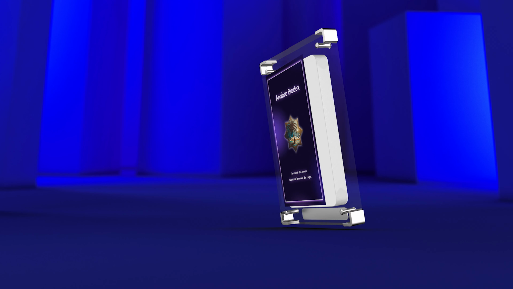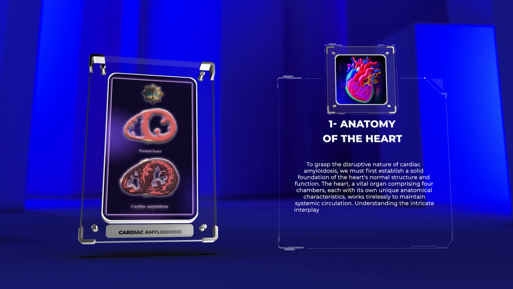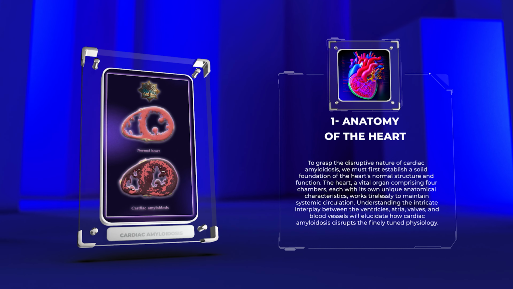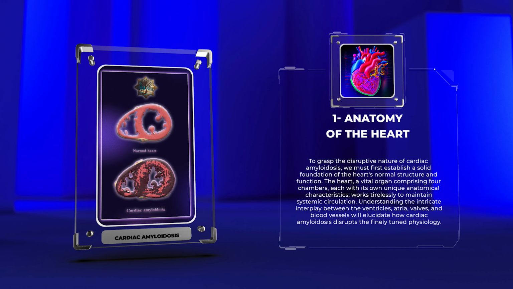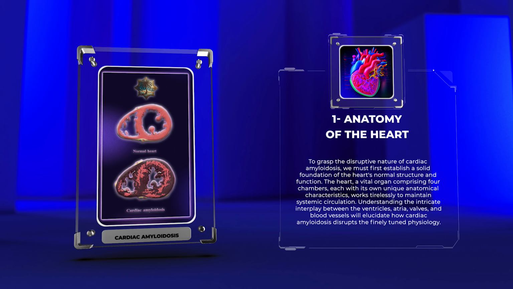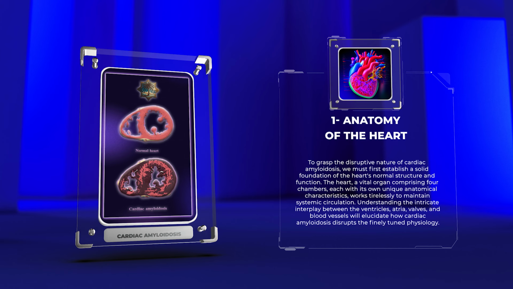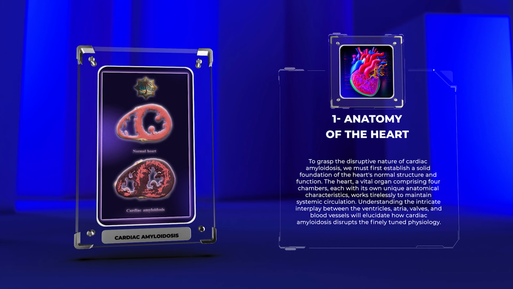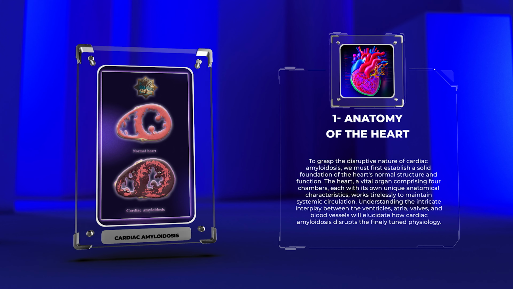To grasp the disruptive nature of cardiac amyloidosis, we must first establish a solid foundation of the heart's normal structure and function. The heart, a vital organ comprising 4 chambers, each with its own unique anatomical characteristics, works tirelessly to maintain systemic circulation. Understanding the intricate interplay between the ventricles, atria, valves, and blood vessels will elucidate how cardiac amyloidosis disrupts the finely tuned physiology.